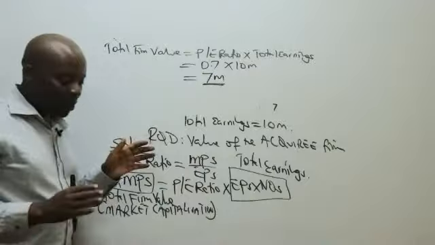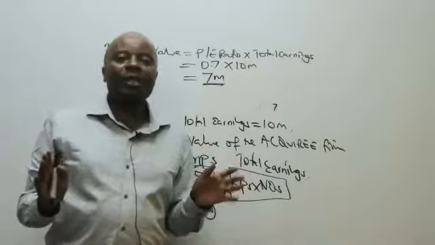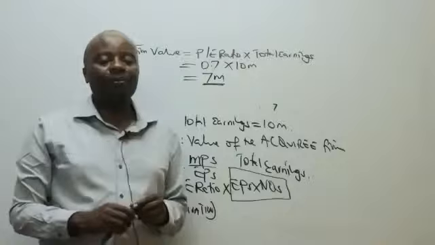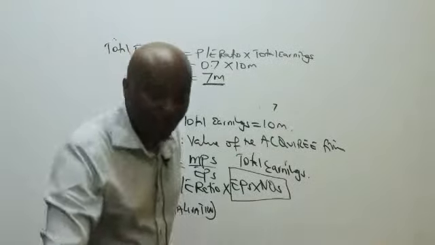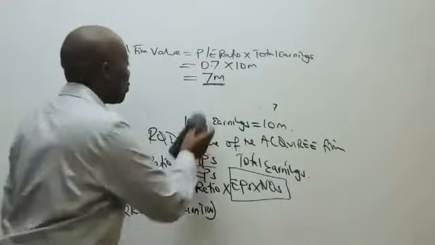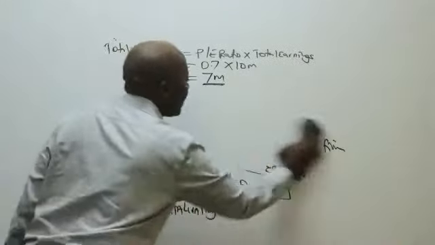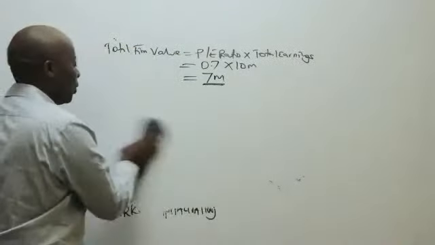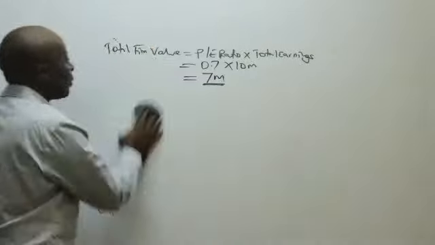7 million becomes what here? Maximum. 7 million becomes maximum. And if you allow me, ladies and gentlemen, I'll straight away use this particular example that we have here to introduce another valuation method.